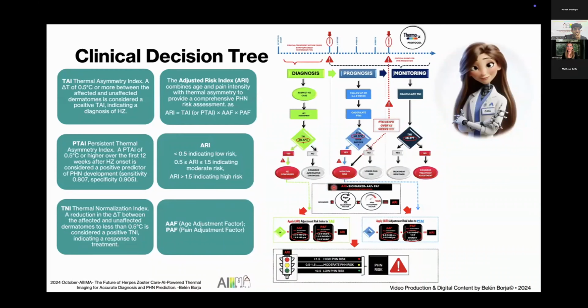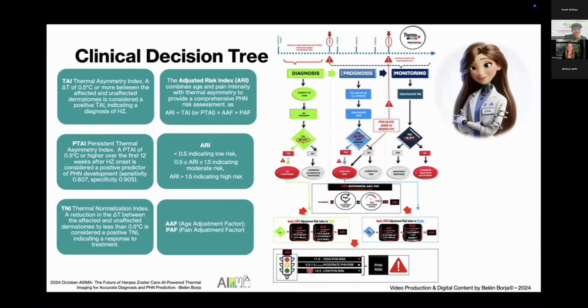And now, drumroll, meet our final star, the Adjusted Risk Index, ARI. Our scientific crystal ball. Here's how. Take TAI or PTAI, multiply by age factor, because let's face it, being over 60 is the game changer with that 2.3x multiplier. Add pain factor based on those VAS scores from 1.0 to 2.0, because pain isn't just a number, it's a predictor. Voila, our PHN traffic light system.